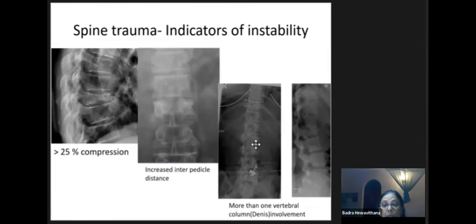But look at this one, this small X-ray, sorry about the size. This shows definite interpedicular distance widening. Look at the pedicles, these are easily seen structures in the spine. So you see the interpedicular distance widening. And on the lateral, you see all three columns, Denis columns, and it has retropulsed into the spinal canal. So this is a very bad, unstable injury.